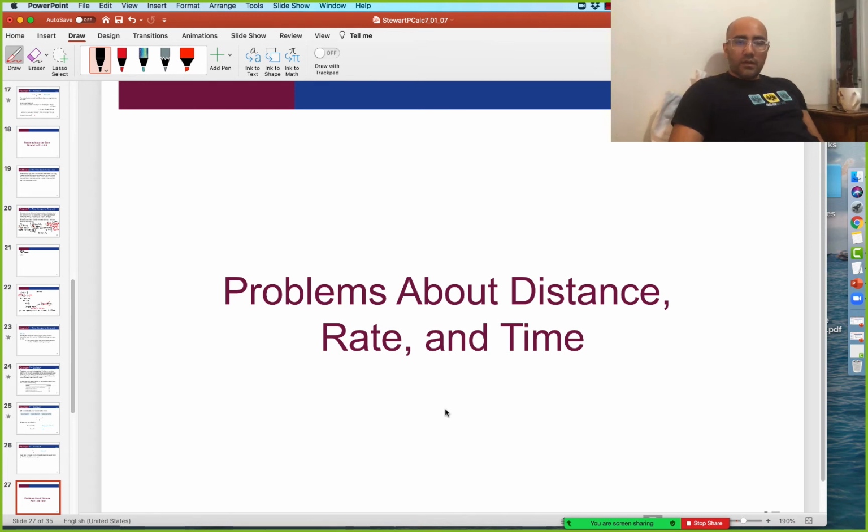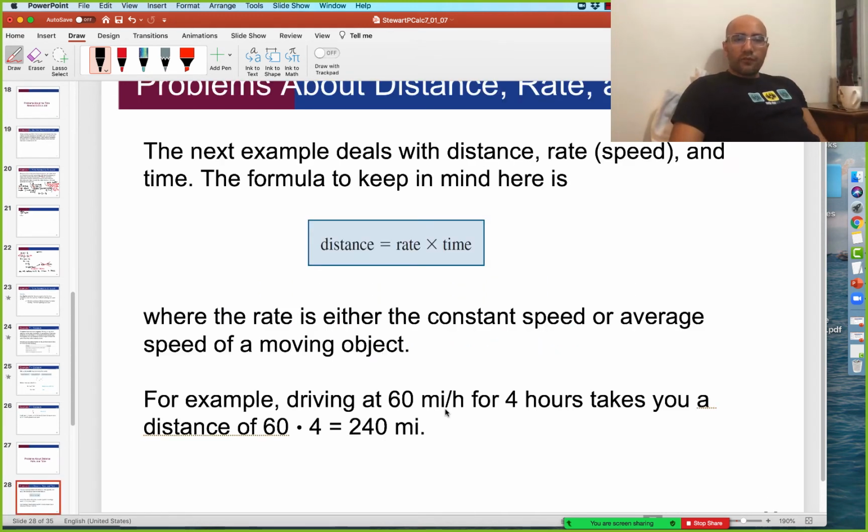Good. Problems involving distance, rate, and time. So the formula we want to keep in mind is that the distance equals the rate times time, whether this rate is either a constant speed or an average speed of a moving object, okay? For example, driving 60 miles per hour for 4 hours takes you a distance of 60 times 4, 240 miles.